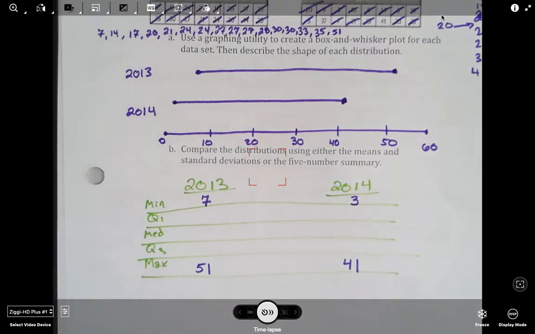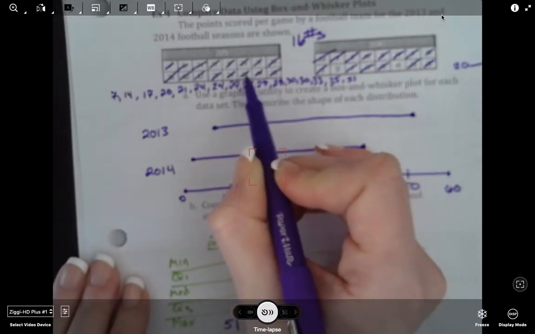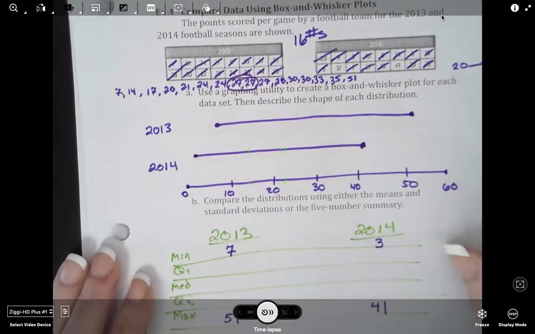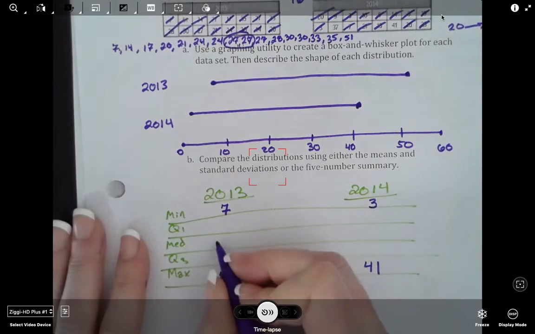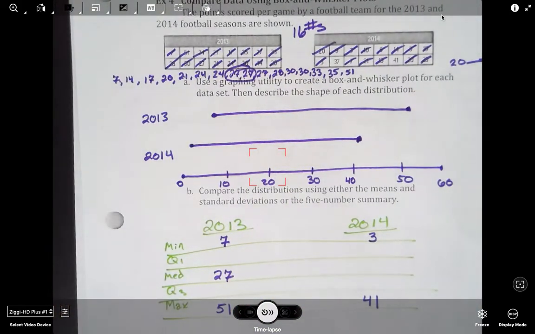Okay, so we have 16 numbers. So where would be the middle? You can cross them off if you want to, but what would be the middle of 16 numbers? 8 and 9. So I have 1, 2, 3, 4, 5, 6, 7, 8, and 9. 8 and 9 are 27 and 27. So that means my median is 27. Am I going too fast? 27, 27, so the whole thing is 27.